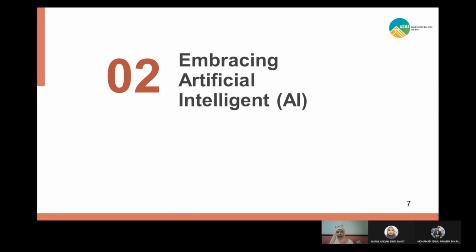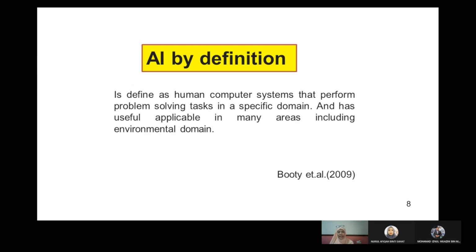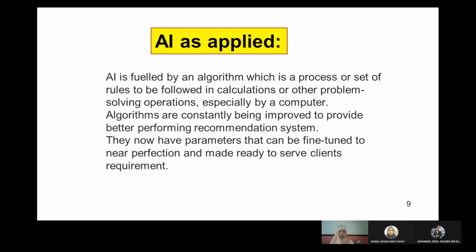Now, let's look at artificial intelligence. Why is it so significant in environmental management? So what is AI by definition? Bucci in 2009 defined it as a human-computer system that performs problem-solving tasks in a very specific domain. That means you design the AI for a very specific domain, and it can also be applied to the environmental domain, right? Can we apply it? Of course, as Vidya said earlier.